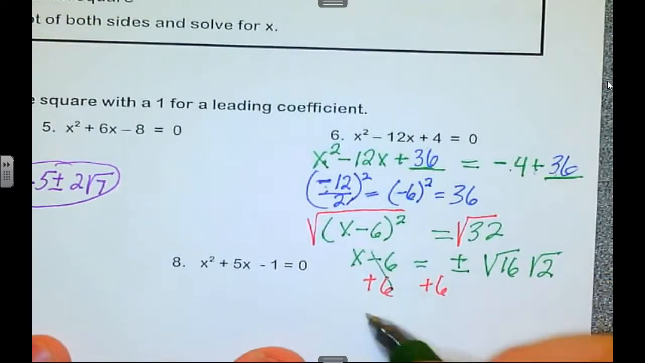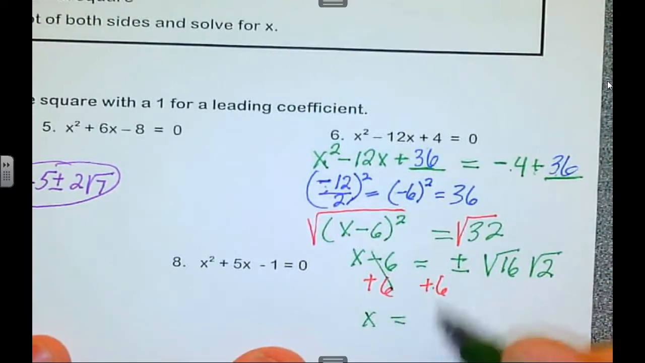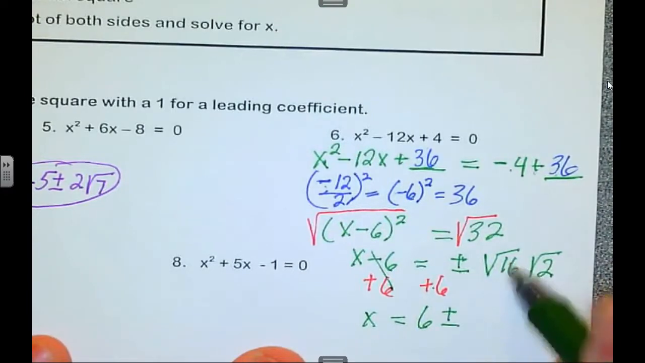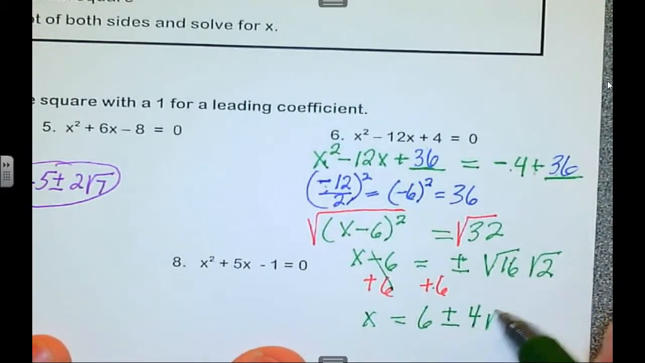So x is going to equal 6 plus or minus. Square root of 16 is 4. Square root of 2.